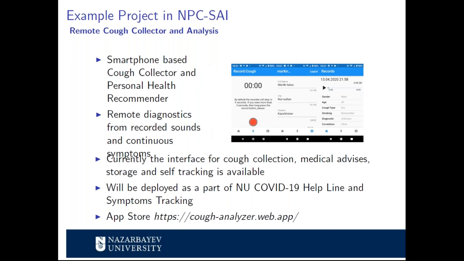So currently the application has essentially one part, the cough collector, for contacting the doctor and for data visualization, which has been uploaded to the Google App Store, and we're still waiting for the Apple App Store. Now, this part is essentially done, but there is much more work because the system requires a part for autonomous analysis, and that part is still ahead of us to be developed.